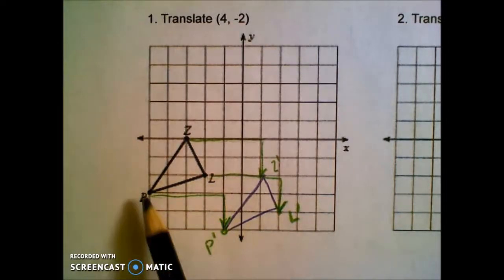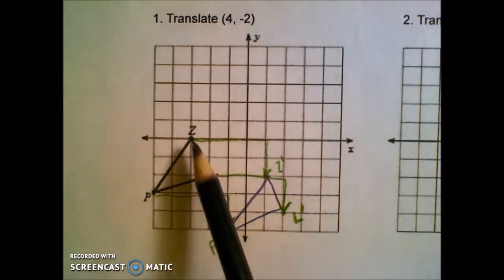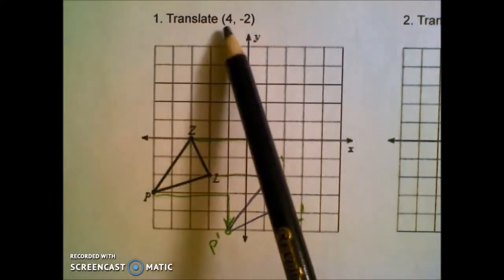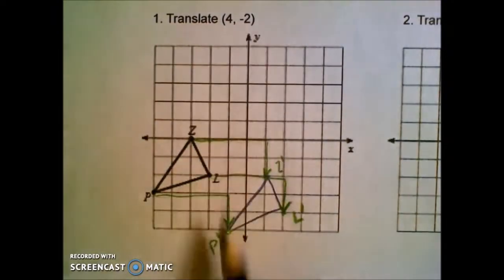Again, notice how all of the vectors I used are parallel, they're all in the same direction, and they're all the same exact length. They have this length of going over 4 and down 2, just like they told me in the directions.